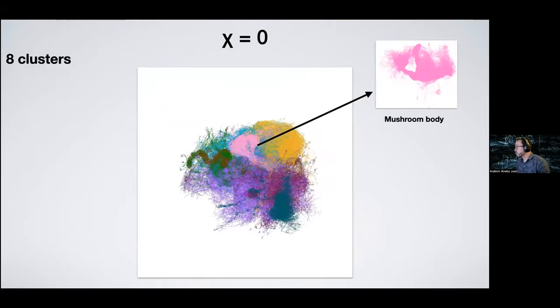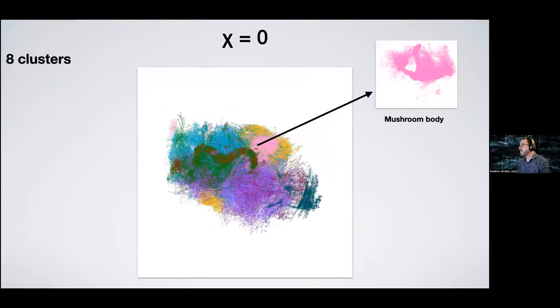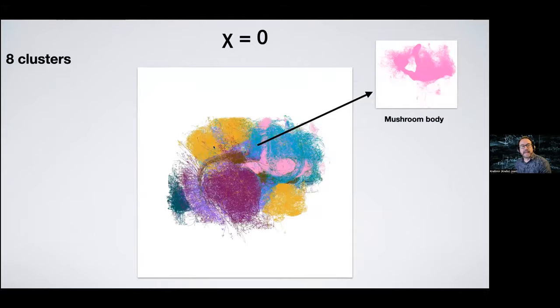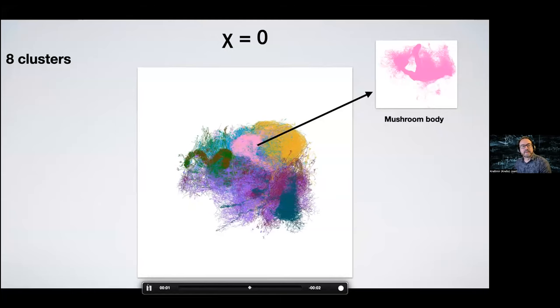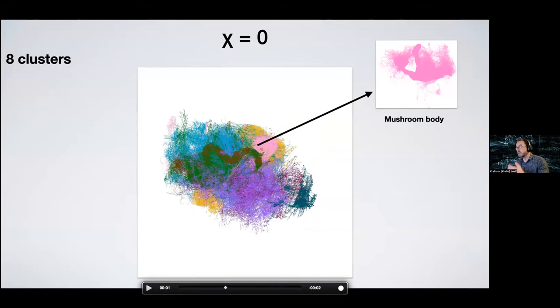The pink one, for instance, is the mushroom body, which is involved in processing odors in the brain. The little handlebar shape that you see rotating around, if I stop it here, this handlebar shape is called the protocerebral bridge. I'll mention it a little bit later.